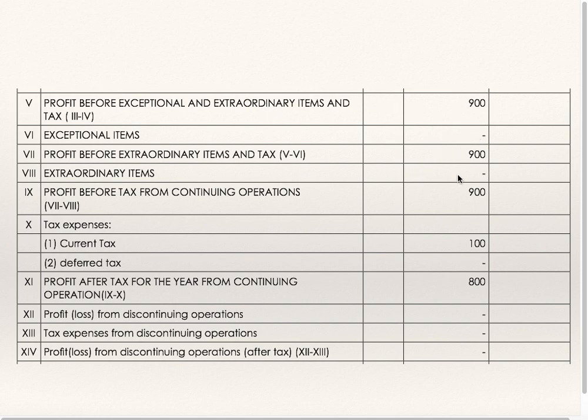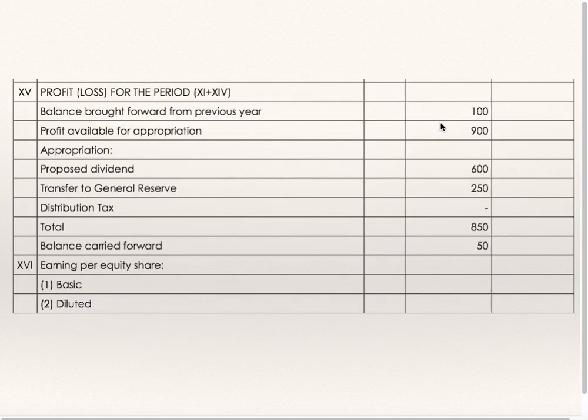There is no exceptional item, no extraordinary item. So profit before tax from continuing operation is 900. Current tax is 100. Profit after tax from continuing operation is 800. Profit brought forward from previous year is 100. Therefore, profit available for appropriation is 900. From this, deduct appropriation, that is proposed dividend, transfer to general reserve, dividend distribution tax is nil. So total appropriation is 850. So profit to be carried forward to balance sheet is 50.